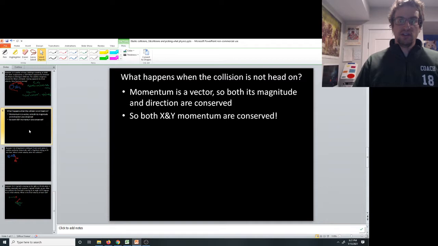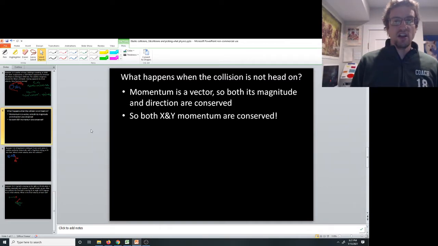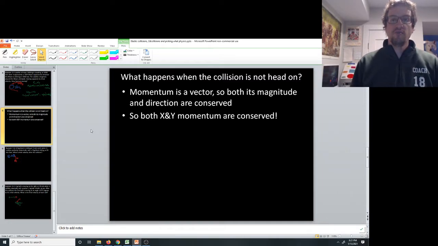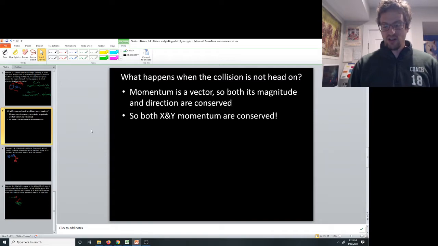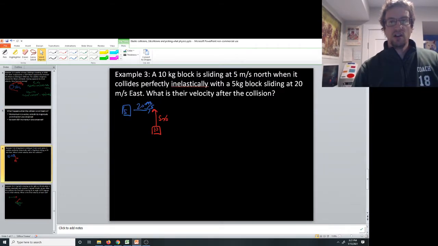What about in 2 dimensions? The collision's not head-on; they're coming at different angles. Momentum's a vector, so both magnitude and direction are conserved. So you need to conserve both x and y directions. Okay, so look at an example of that.